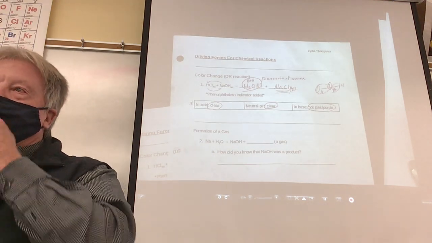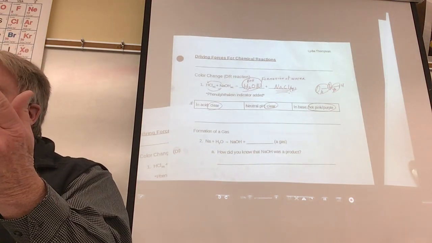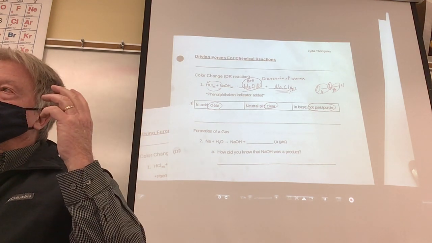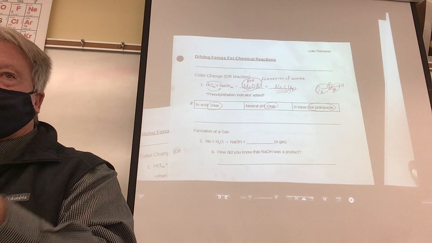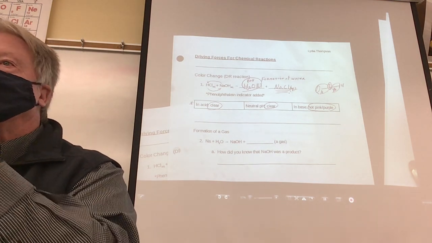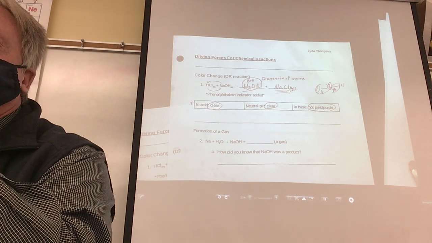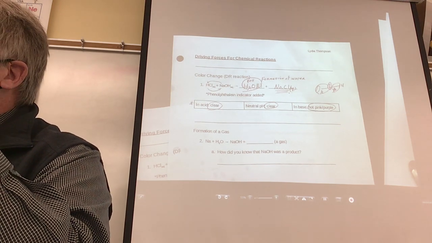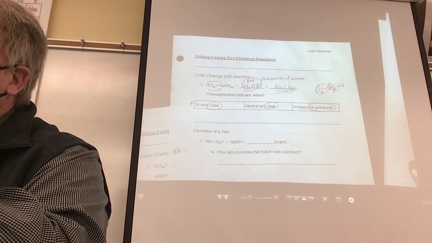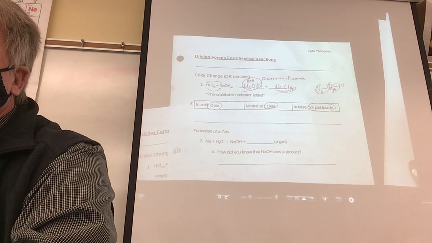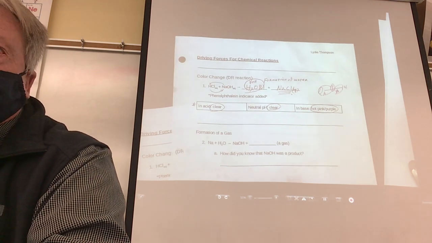Well, I look for things. Maybe a color change occurred. Maybe heat was given off. Maybe I didn't have a solid, and all of a sudden a solid appears. What about a gas? You produce gas. Anyway, that might tell me that a chemical reaction is taking place. So chemists wondered, what is it that actually drives the reaction? What actually makes a reaction want to go and react? And so they're called driving forces.